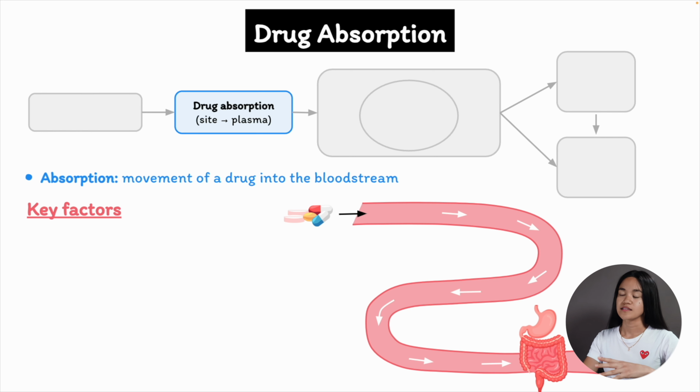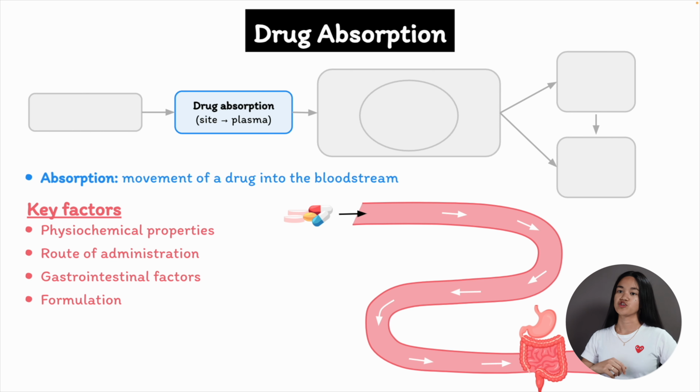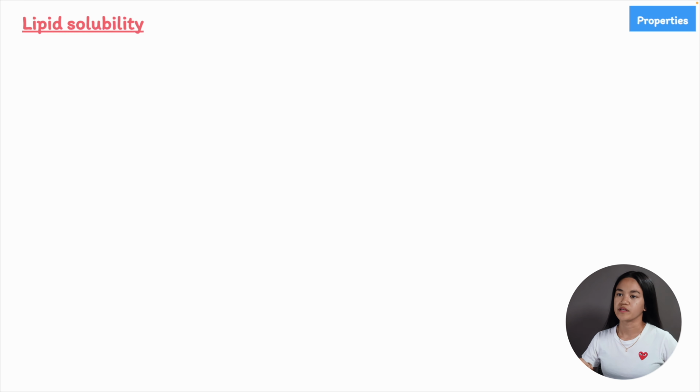The key factors that influence drug absorption include the physiochemical properties of the drug, the route of administration, GI factors, drug formulation, and blood flow to the absorption site. So now let's subtract complexity and go through these factors in more detail, starting with the drug's characteristics. This is important because these properties are what determine how a drug will move around our bodies and how drugs work in our system. Okay, starting with the lipid solubility of the drug.